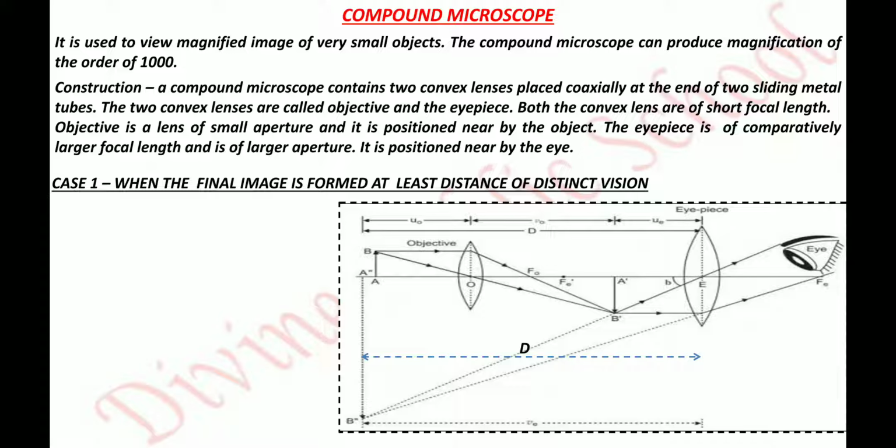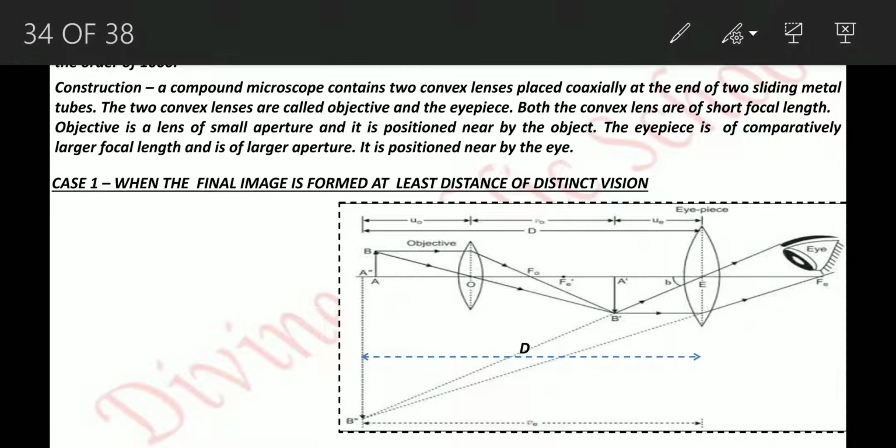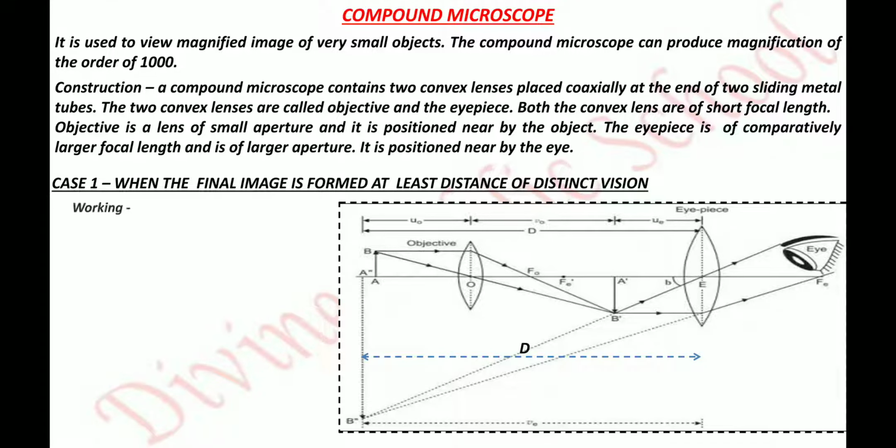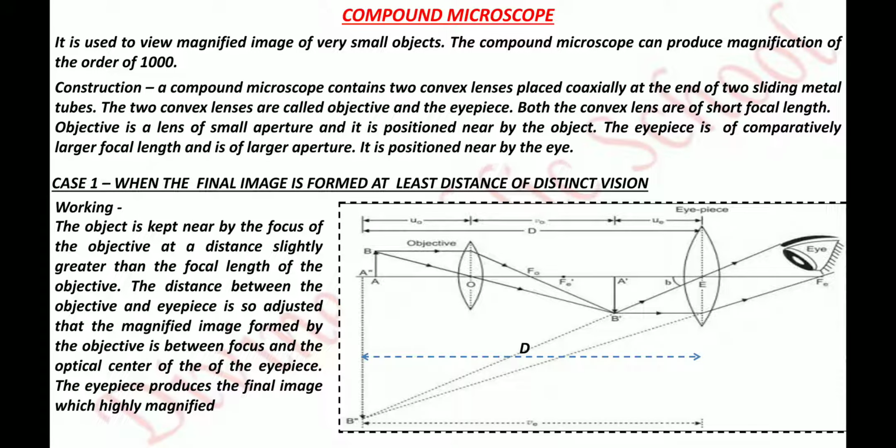Now, how will you write working? So for writing purpose, we have notes. Working: the object is kept nearby the focus of the objective at a distance slightly greater than the focal length of the objective, as I have told you. Greater than the focal length of the objective, full stop.